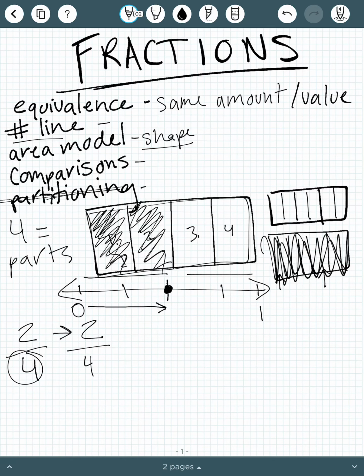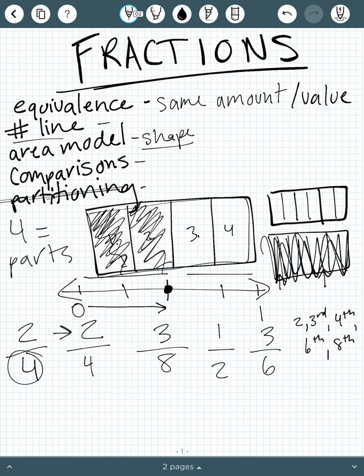So then as practice, you could give them, okay, show me 3/8 on a number line, or show me 1/2, show me 3/6. Okay, you could just make up any fraction. We've mainly been working on halves, thirds, fourths, sixths, and eighths. So if you tell them 12ths, they should be able to understand, but these are the main ones that we've worked on: halves, thirds, fourths, sixths, eighths.